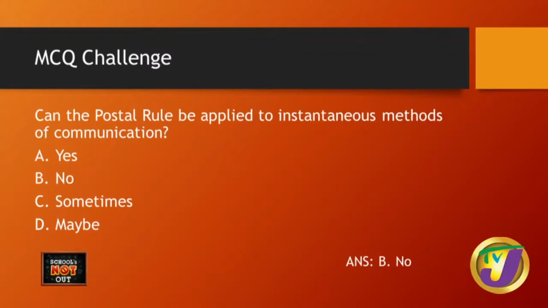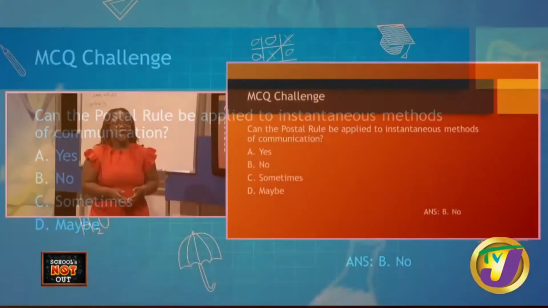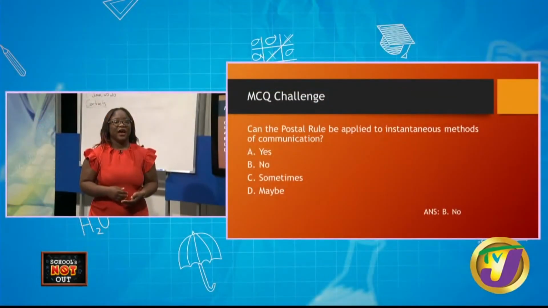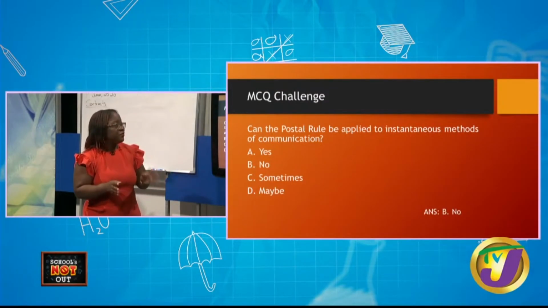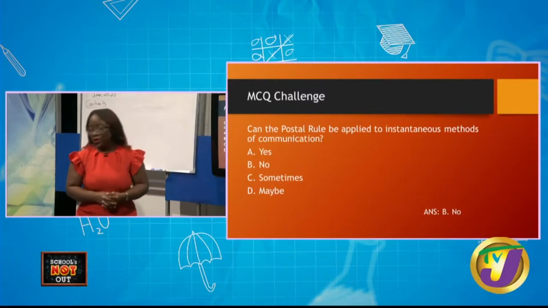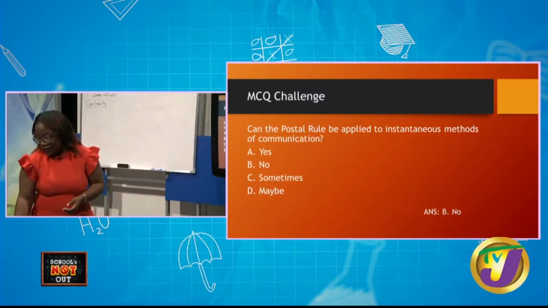If it's a phone call, which is another instantaneous method, the acceptance is not communicated, or it is not really set to be in motion, until that phone call takes place. So the instantaneous methods really are separate from the postal rule. Now, let us do a little recap.